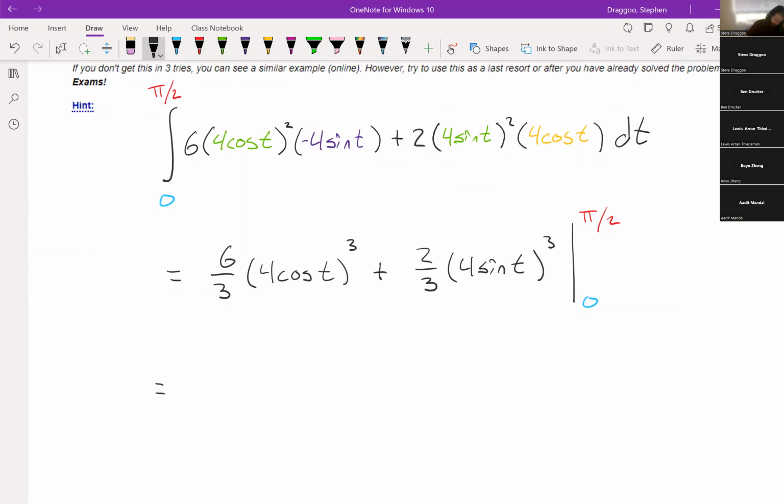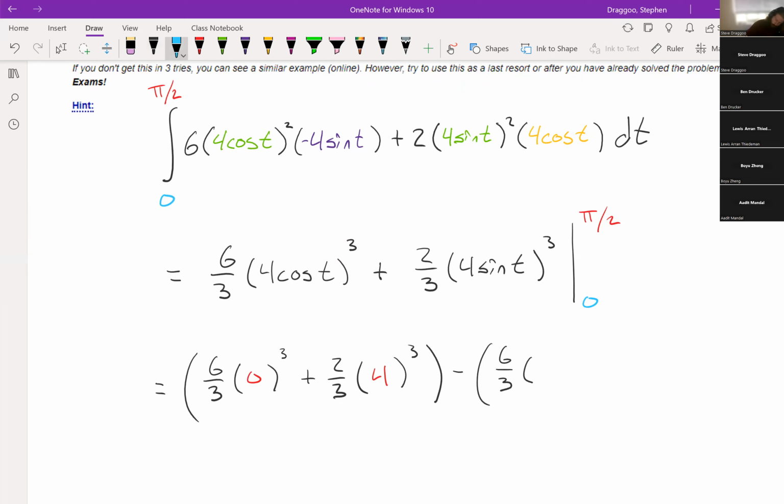So this thing is equal to, big parentheses, 6 over 3. I'm going to plug in pi over 2 first. Cosine of pi over 2 is 0. So 6/3 times 0 cubed plus 2/3 times sine of pi over 2, which is 1. Don't forget the 4 that's in there, 4 cubed. Close those parentheses. Minus another big set of parentheses. 6/3 times cosine of 0, which is 1. Don't forget the 4 that's there, though, so 4 cubed, plus 2/3 times the sine of 0, which is 0, cubed. Close the second big set of parentheses. That's what we get when we plug everything in.